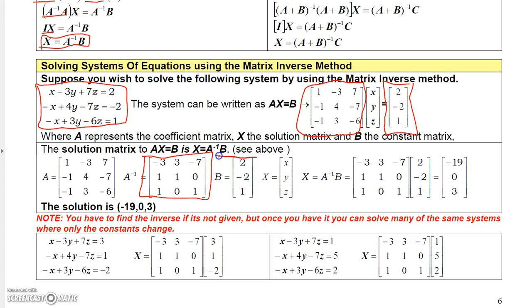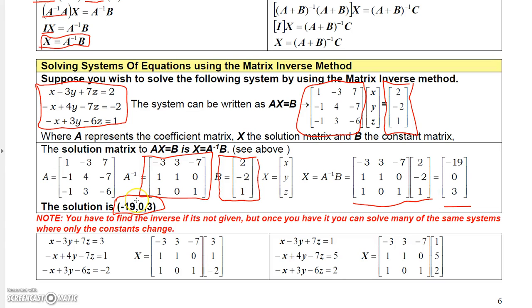Here's B. If I multiply those two matrices together, notice I did that over here, it gives me an answer: negative 19, 0, and 3. You can do the multiplication yourself. So the solution is negative 19, 0, and 3.